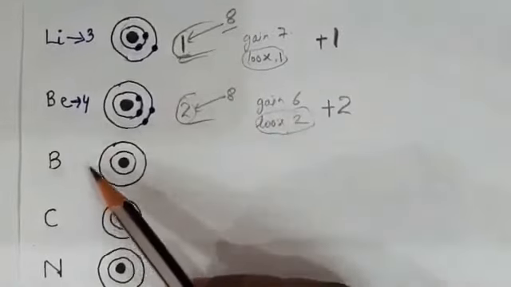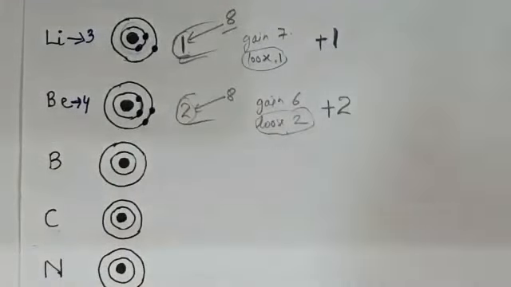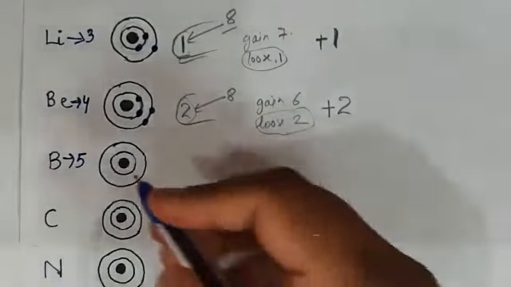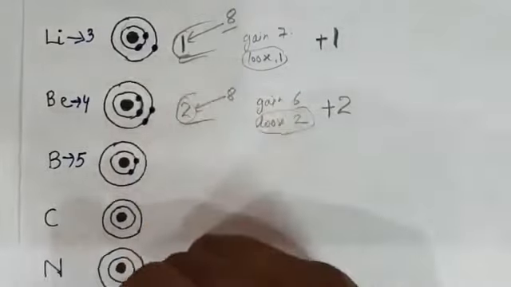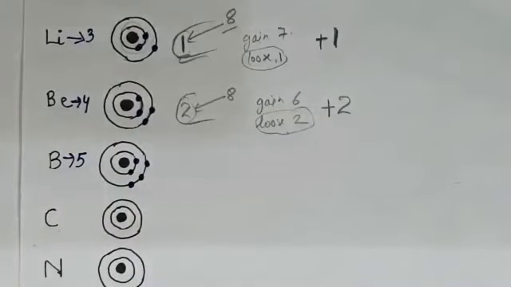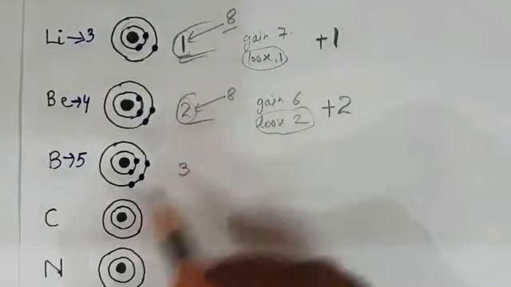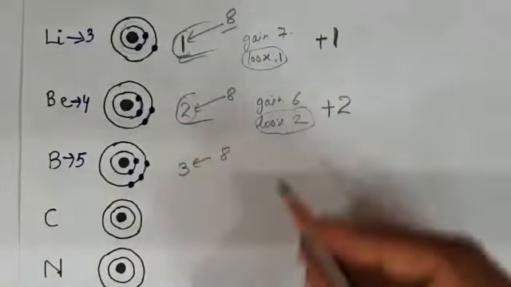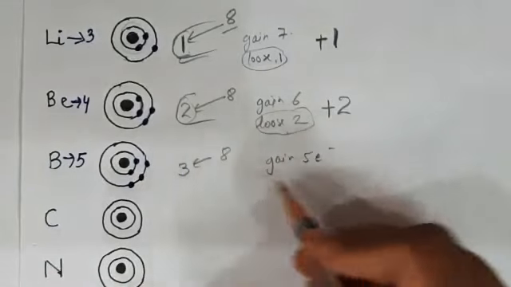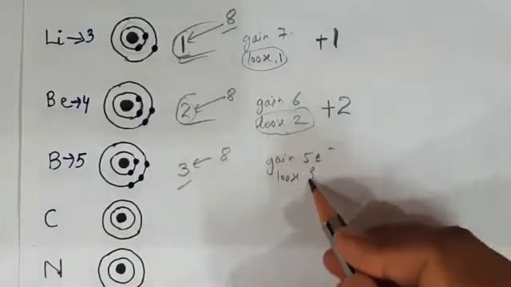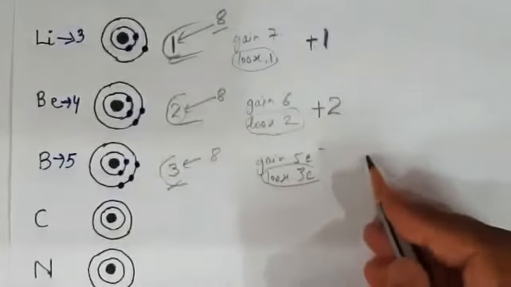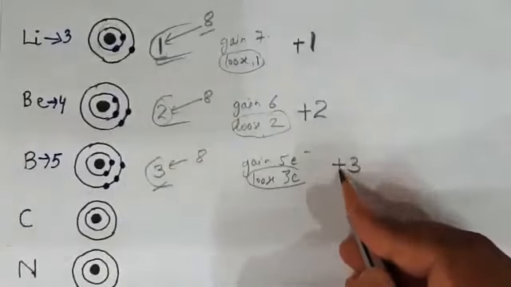Coming to next case, boron. What is the atomic number of boron? It is 5. So start filling the electrons. 2 electrons in the first shell, 3 electrons in the second shell. Now in the outermost shell, how many electrons are there? 3. We need to make this 8. So what can be done? Either it will gain 5 electrons, or it will lose 3 electrons. So which one is easy? Losing 3 electrons. So valency is 3. And it is losing, so charge is plus.